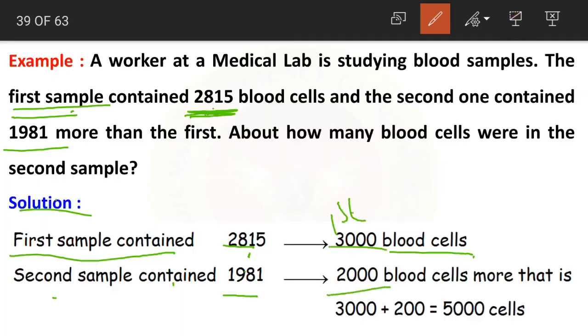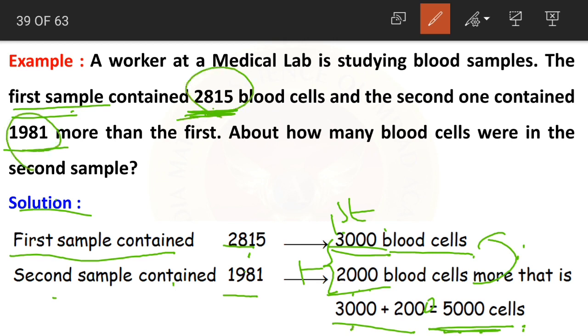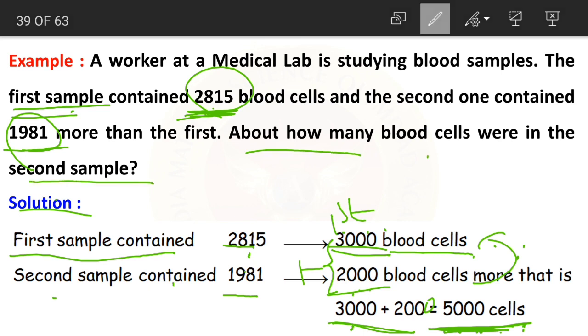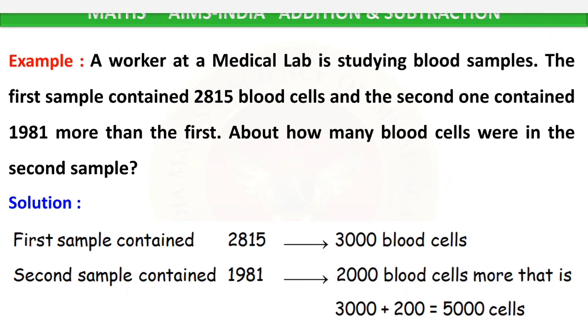Now this is the first box, first sample, and this is 2000 more than the first sample. So what should we do? We should add these two. Yes, 3000 plus 2000 is equal to 5000 cells. Clear children? What did we do? First we estimated both the numbers to the nearest thousands and then added. Now what is this 5000? There are about 5000 blood cells in the second sample. Clear? Yes children, this was estimating sums.